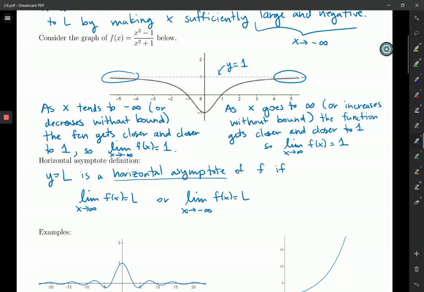Okay? And just something to note is that here L should be a finite number, right? So we know that limits can be equal to infinity, but in this case, when I write this L, it's not going to be infinity. It's going to be a finite number.